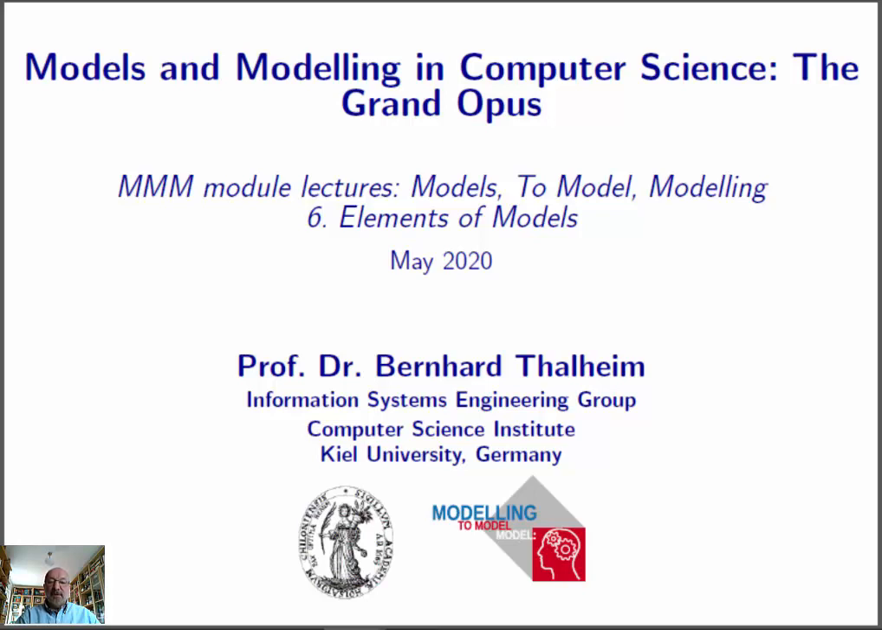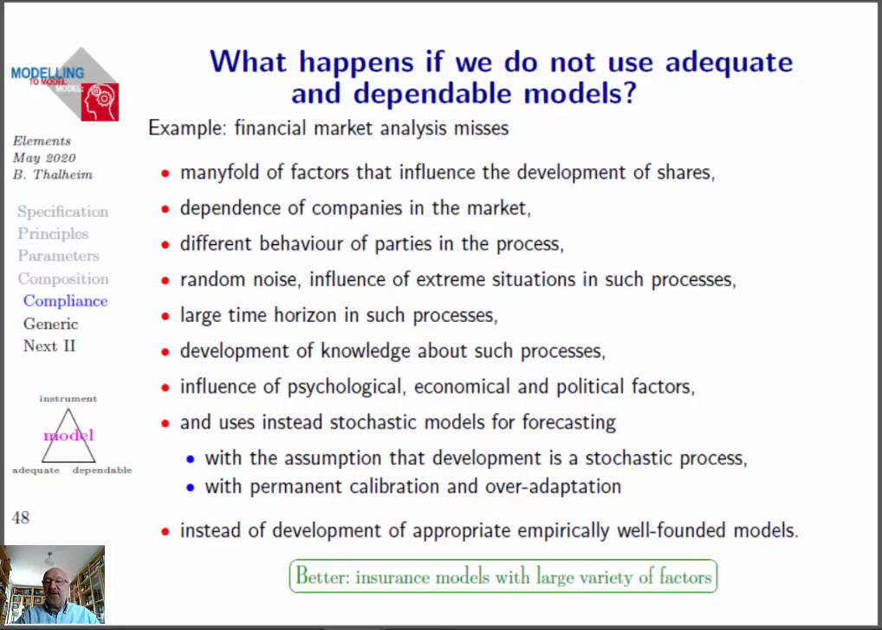Let me now continue the 6th chapter, Elements of Models, in the module Models in Sciences, or how I would call it, Models to Model and Modeling, with a concentration on computer science. Let us first consider why we need a demarcation. What is a model? Why do we need to have a characterization?